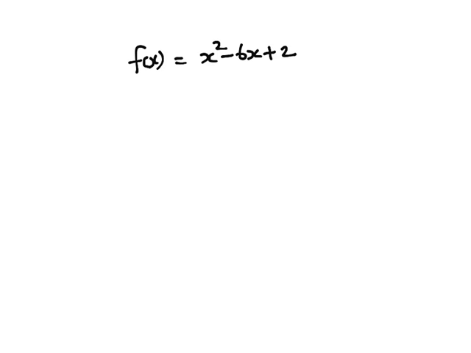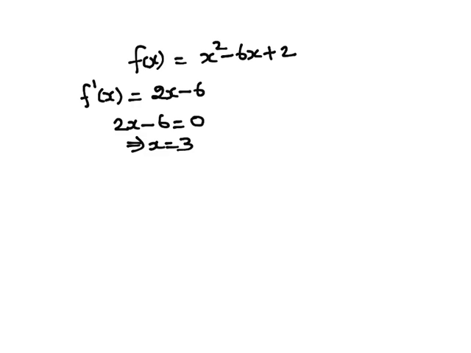So let us look at this quadratic function now. f(x) = x squared minus 6x plus 2. Let me find the first derivative first. f'(x) = 2x minus 6. I need to find the stationary point. For that I will equate the first derivative to 0. So 2x minus 6 equals 0, which implies x equals 3.